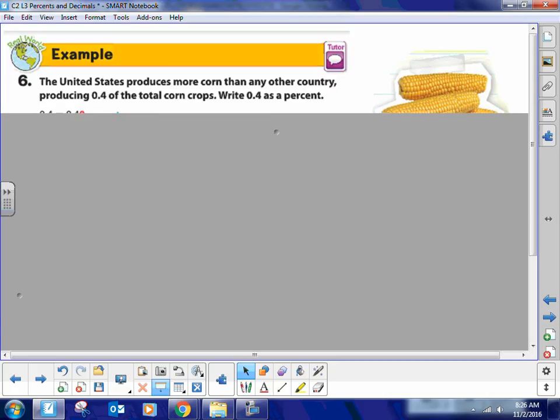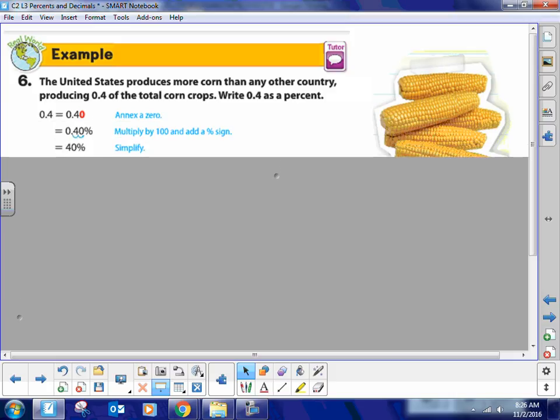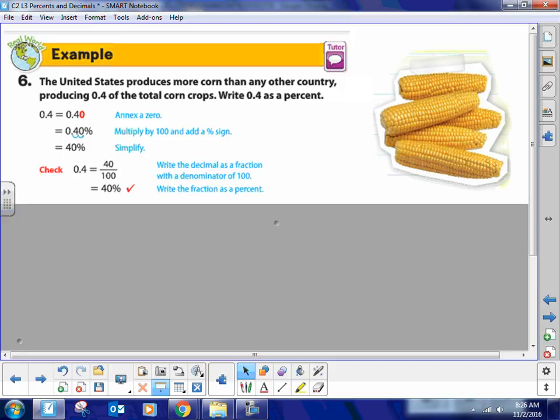All right. United States produces more corn than any other country, producing 0.4 of the total corn crops, or 4/10 of the total corn crops. Right? 4/10 as a percent. Okay. Look, you need to annex the 0, because I wouldn't annex the 0 first. Okay. I would move the decimal over and then annex the 0. Okay. All right. And then you multiply by 100, or move the decimal over 2 places to the right, okay, and then add a percent sign, and you make it 40%. Beautiful.